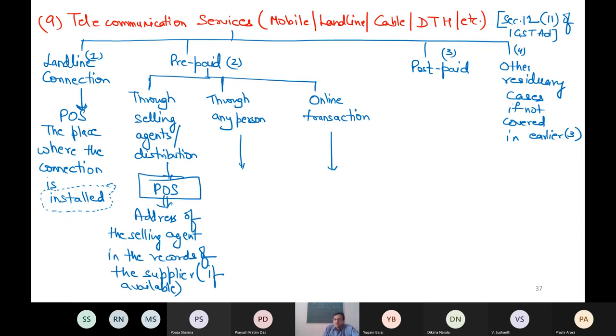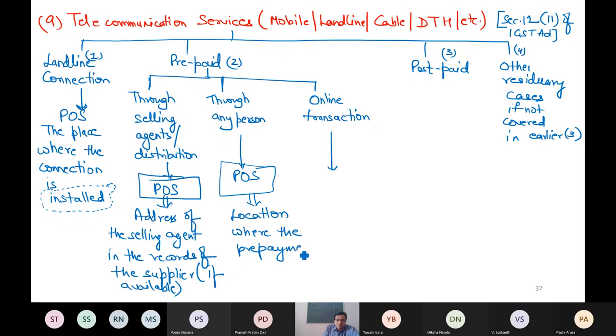Now, if it is through any person, for example, the recharge is being done through a friend, then in that case, what is the place of supply? Now, when you are doing the recharge not through an authorized selling agent, then the company doesn't have the record of your friend. Then you see the location where the amount is paid. Where the prepayment is done.